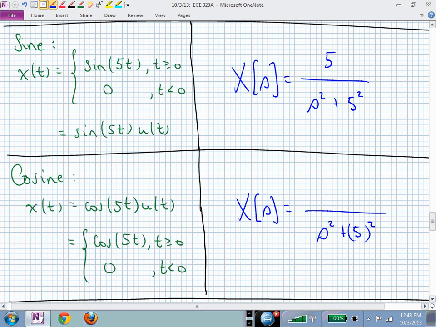The difference between the sine and the cosine appears in the numerator. What's in the numerator of this transform? It's the frequency variable s. It has a finite zero. The sine does not. And now if you have some expression in the numerator, let's say you have 4s plus 10 over s squared plus 25, that's s squared plus 5 squared, then you have some combination of sine and cosine in your time domain expression.